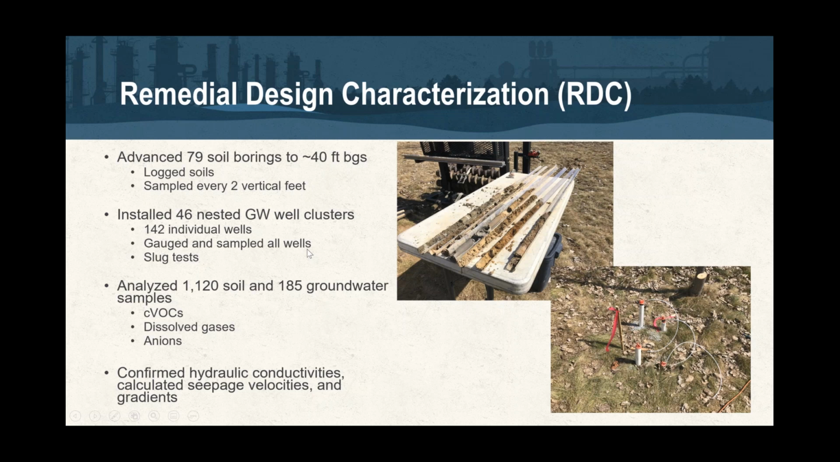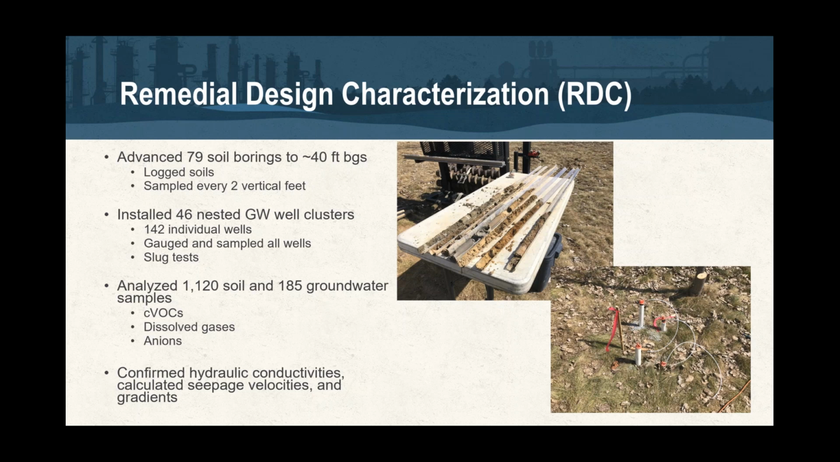So they moved forward with the remedial design characterization in order to develop more confidence and certainty in the overall remedy. The RDC involved the installation of 79 soil borings to 40 feet below ground surface, where the borings were logged continuously and samples were collected every 2 vertical feet. As part of that, we also installed 46 nested groundwater well clusters that had 3 to 4 discrete intervals at each location with a 5-foot screen; you can see down in the right-hand corner what that cluster would look like. We gauged each of those and collected samples of groundwater.